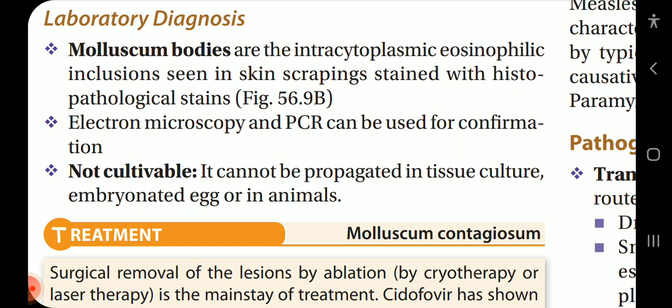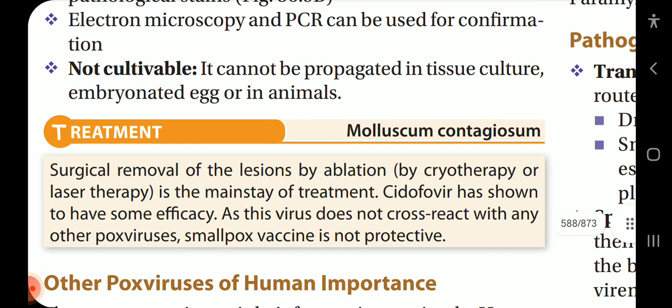Lab diagnosis. Molluscum bodies are the intracytoplasmic eosinophilic inclusions seen in the skin scraping stained with histopathological stains. Electron microscopy and PCR can be used for confirmation. It is not cultivable; it cannot be propagated in tissue culture, embryonated egg, or in animals.